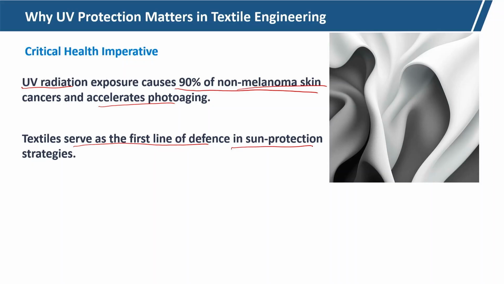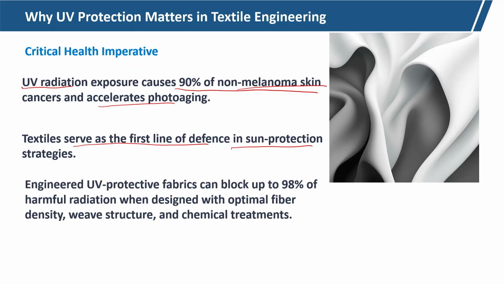For sun protection we can also use sun protective lotions or creams, but the problem there is that they can get washed away, or removed. So, textile is that first line of defense. We can protect ourselves from all the UV related issues.